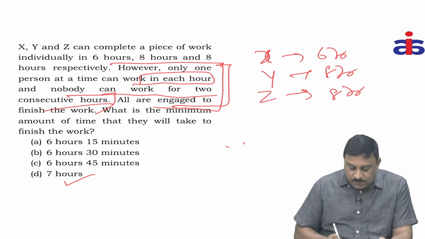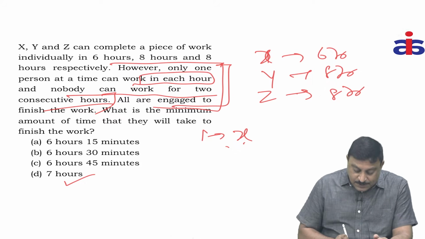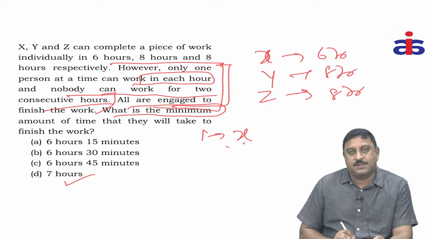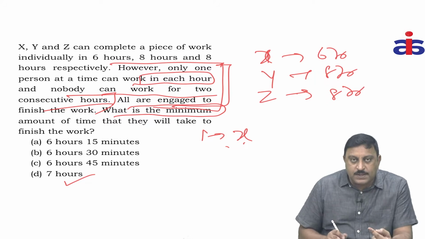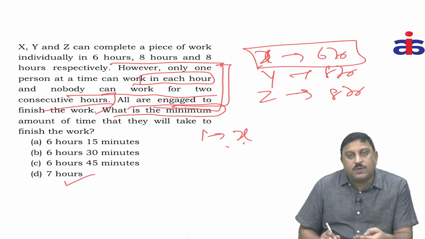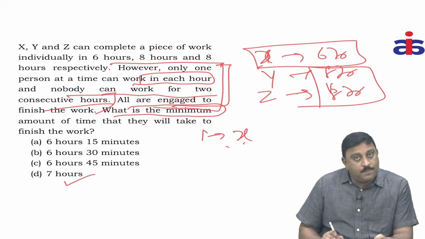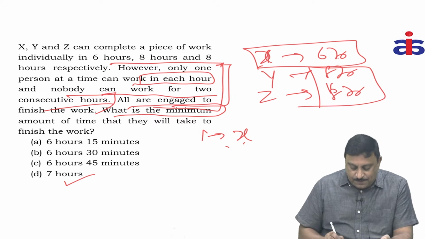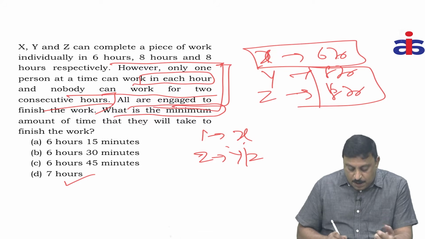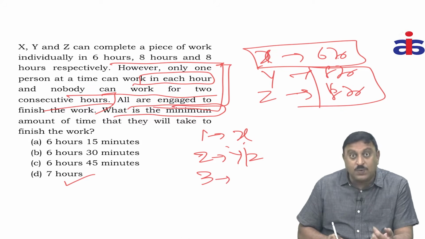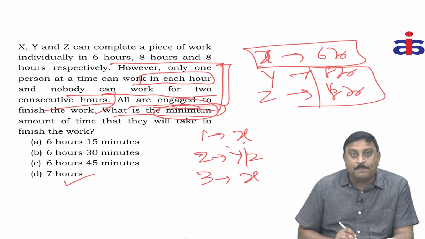That means the process of work is: in the first hour, X will work, because the question asks for the minimum amount of time. The person who takes the minimum time is X, so we have to use X more times. What about Y and Z? Both are equal, so we can use either Y or Z. So the 2nd hour can be either Y or Z because both are equal, isn't it? Now the 3rd hour, again we have to take the help of X because it should be done in the minimum amount of time, right?